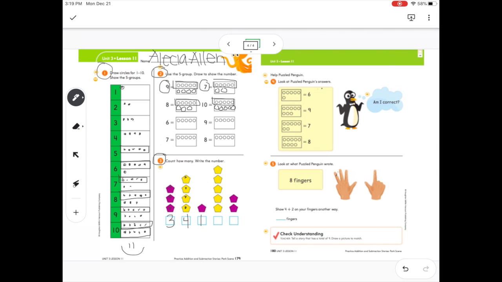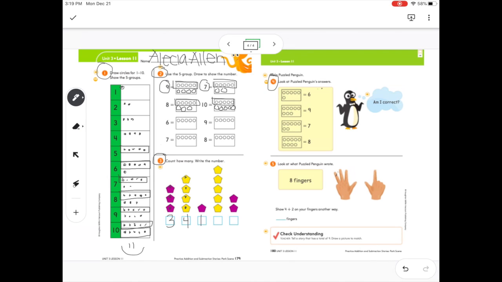All right, and then do the last 2 by yourself. When you are done with those last 2, you're finished with section 3. Flip your page over and come back to this video and I'll help you out. Now we're ready for section number 4. It says, look at Puzzled Penguin's answers. He's asking, am I correct?